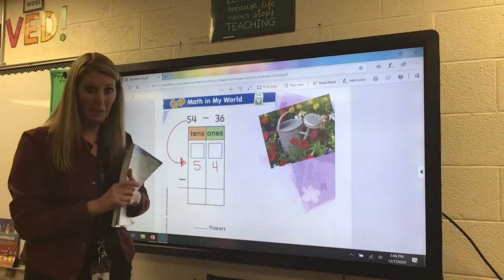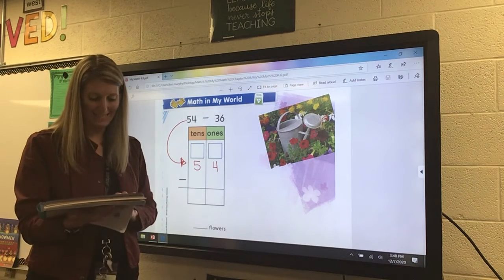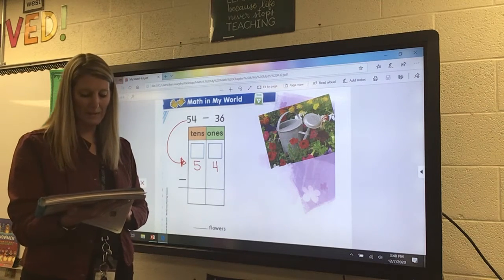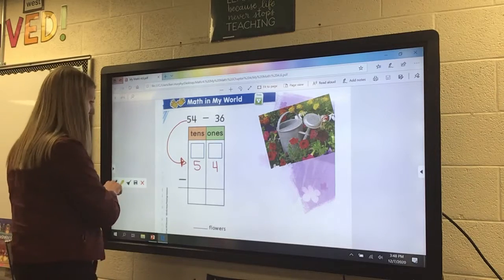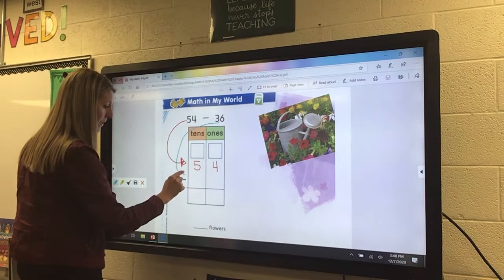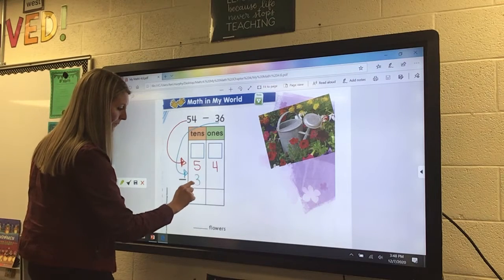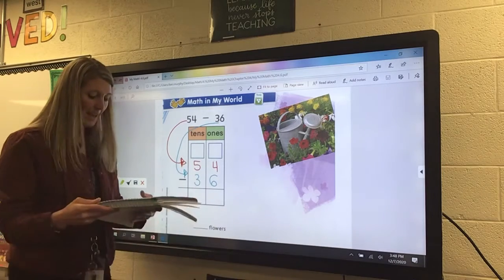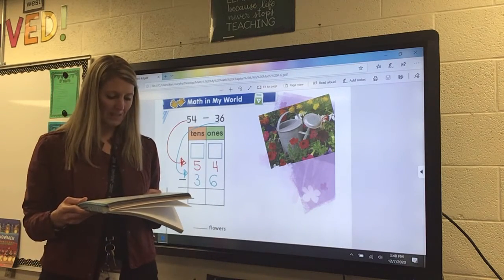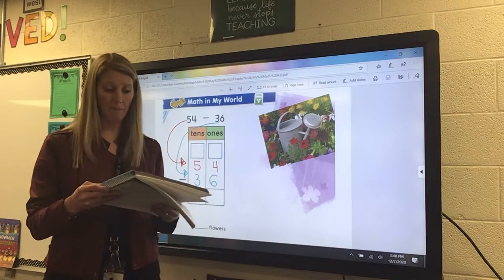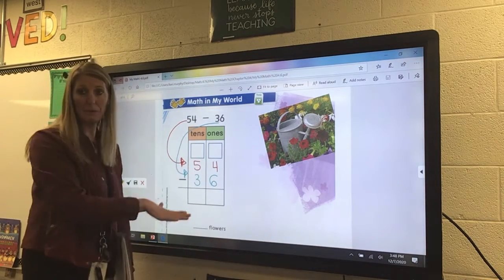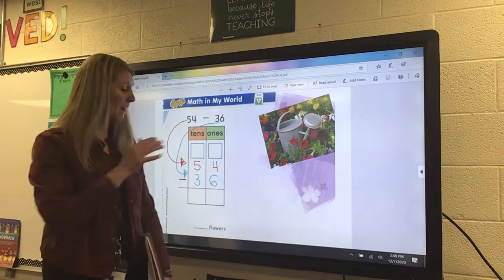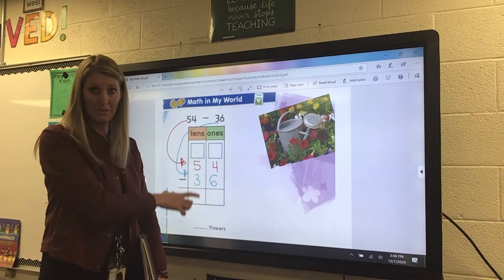Now, the next number should be smaller, and it says 36 flowers have bloomed. Write this number below. So now we're going to take this 36 and we're going to write it below the 54. Make sure you line up your numbers, the tens numbers, the ones numbers. Now our question is, how many flowers still need to bloom? Rewrite the problem to subtract. So we just rewrote this problem. It was horizontal, and we can't subtract that way. We have to write it vertically, going down, okay?